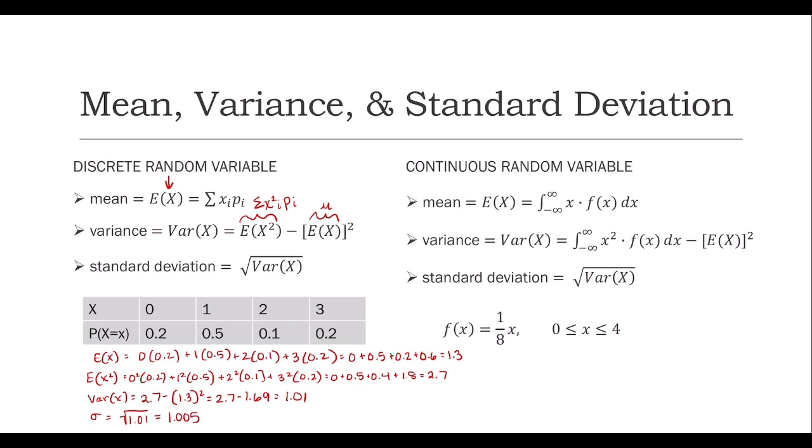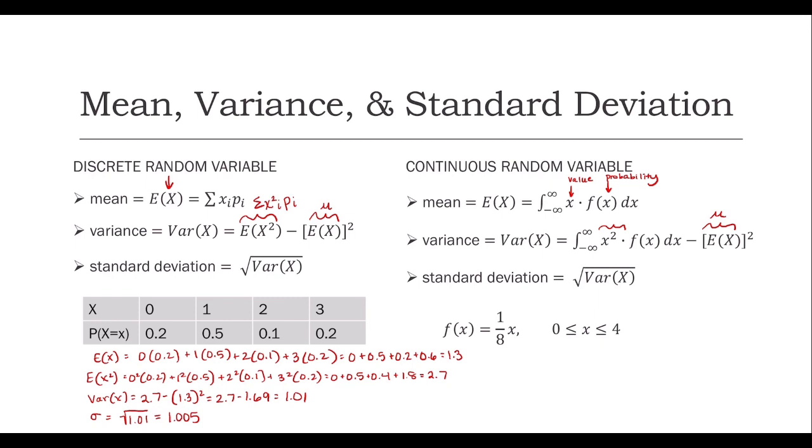For a continuous random variable, your mean is your expected value, which is the integral from negative infinity to infinity of x times f of x dx. So x is your value, and then your integral of f of x will give you your probability. Your variance is going to be your integral from negative infinity to infinity of x squared, because we're doing our E of x squared, times f of x dx, minus your mean squared. And then your standard deviation is once again the square root of your variance.